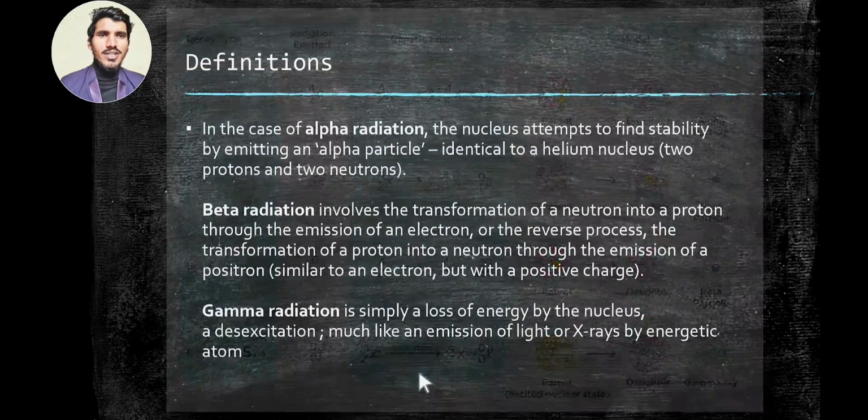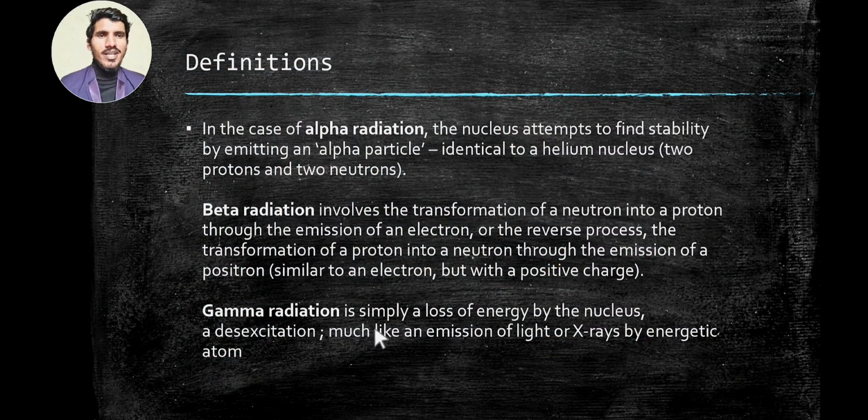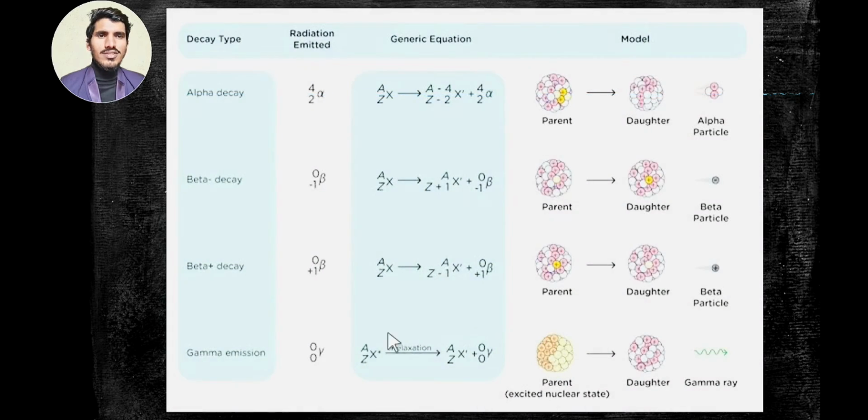The next thing I have is gamma radiation. Gamma radiation is simply a loss of energy by the nucleus. When the nucleus is excited, it releases energy in the form of gamma rays, much like the emission of light or X-rays by an energetic atom. When an energetic atom releases its energy, it does so in the form of gamma radiation. So here is my gamma emission.